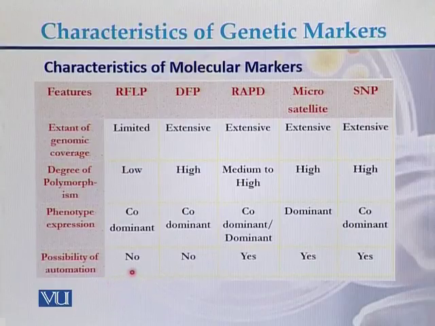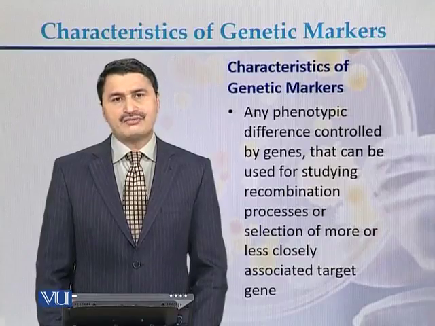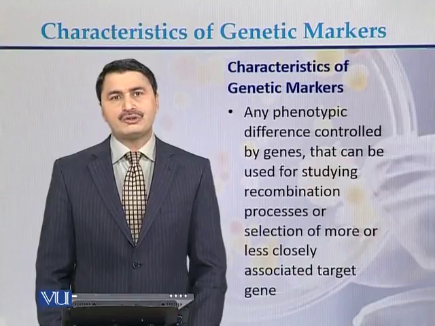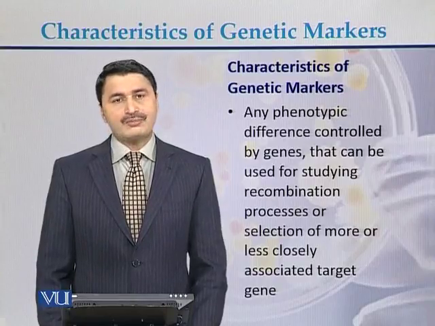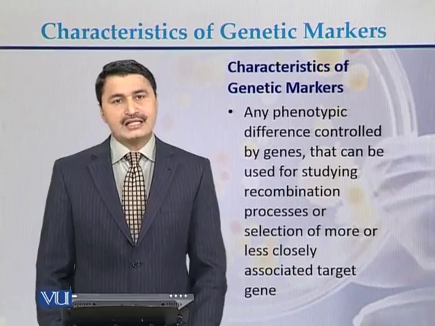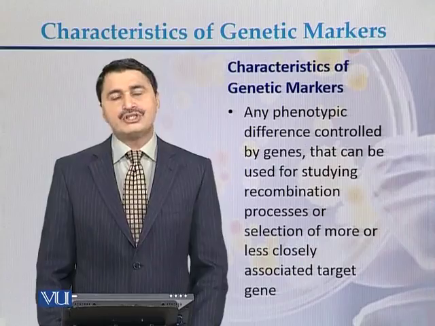Possibility of automation in case of RFLP and DFP is no, but in case of RAPD, microsatellite, and SNP there is possibility of automation. There are many different types of genetic markers which are used for the calculation of recombination frequencies, or for the genetic mapping of the genomes. If we conclude, any phenotypic difference controlled by genes that can be used for studying the recombination processes is called a genetic marker.